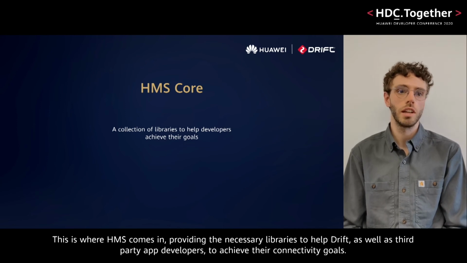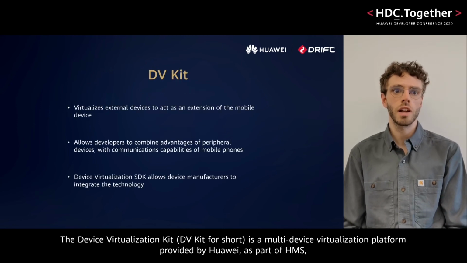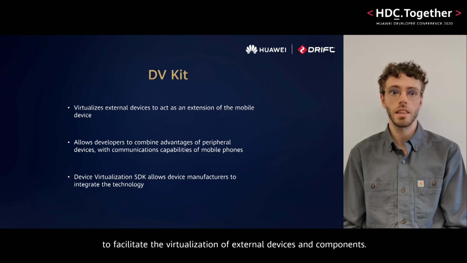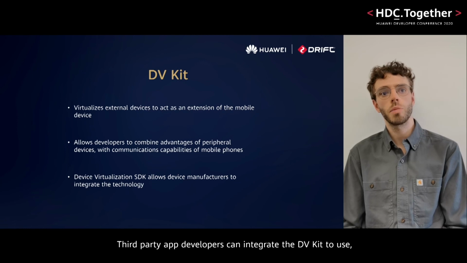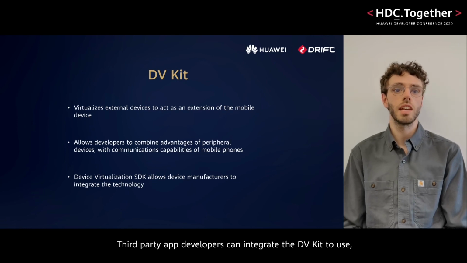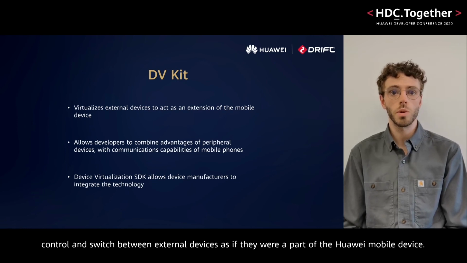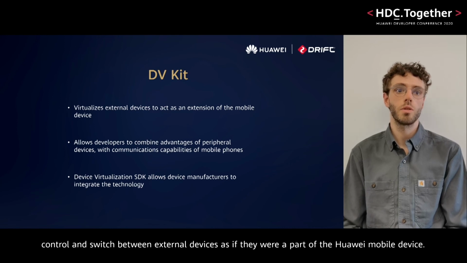The Device Virtualization Kit, DV Kit for short, is a multi-device virtualization platform provided by Huawei as part of HMS to facilitate the virtualization of external devices and components. Third-party app developers can integrate the DV Kit to use, control, and switch between external devices as if they were a part of the Huawei mobile device.